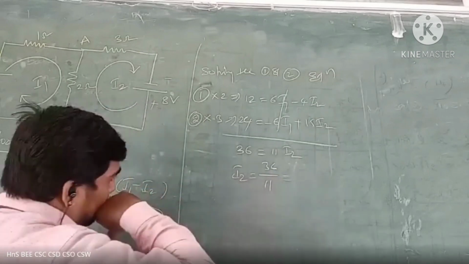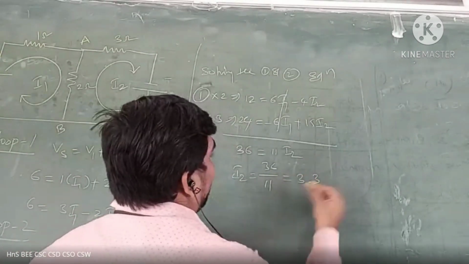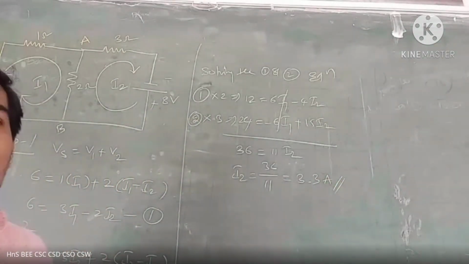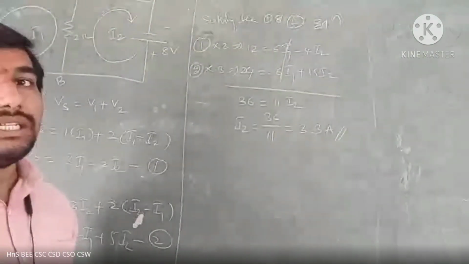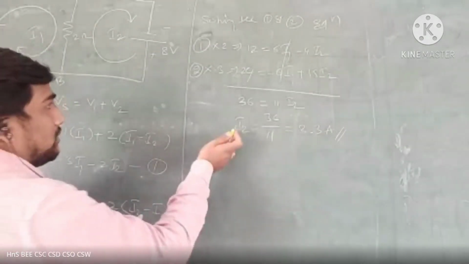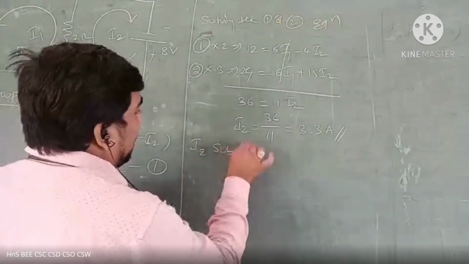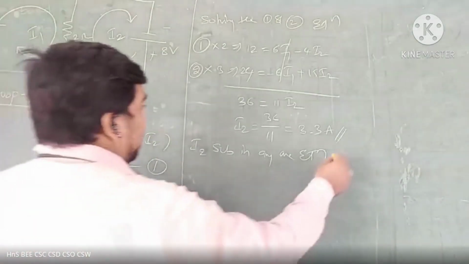That is how much? Approximately 3.3 amperes. The 3.3 amperes is flowing in our second loop. That is I2. Okay. This I2 can be substituted in any one of the equations. For example, I am substituting it in equation number 1.